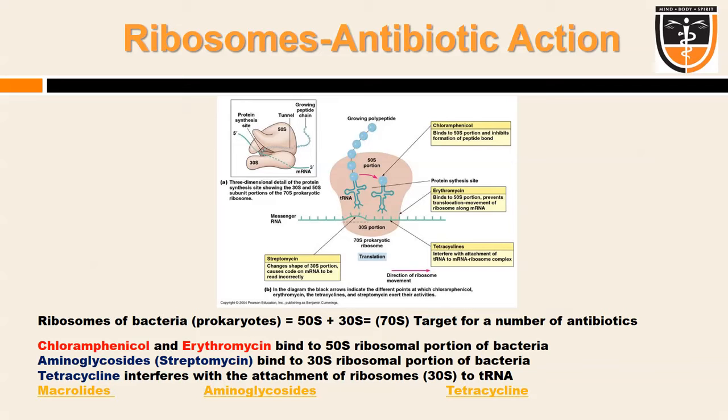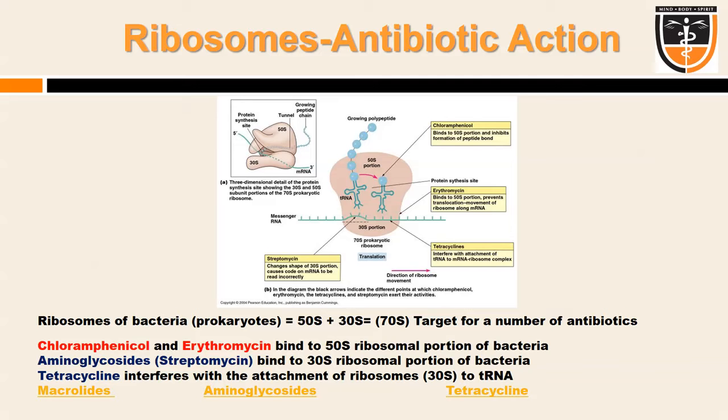So ribosomes of bacteria or prokaryotes are 70S, not 80S, and they consist of a 50S large unit and a 30S small unit. So why is this important? We can target it. If we want to kill bacteria, we will target the ribosomes. Why? Because the ribosomes are different than ours. And if we stop the protein synthesis in the bacteria, we will actually stop the growth of bacteria and kill bacteria. So that is the way some antibiotics work.